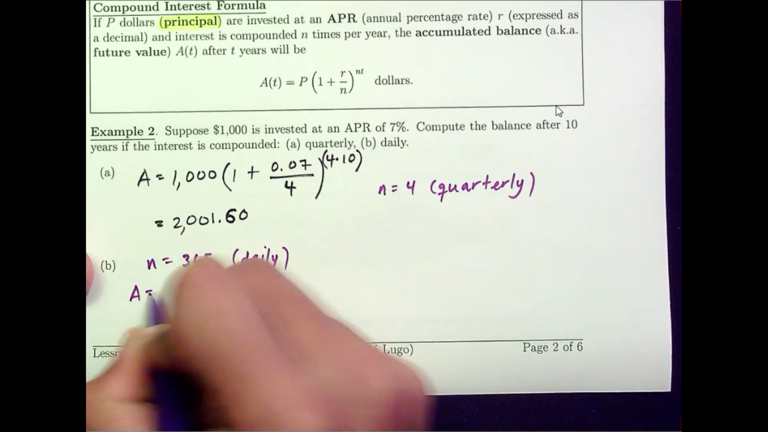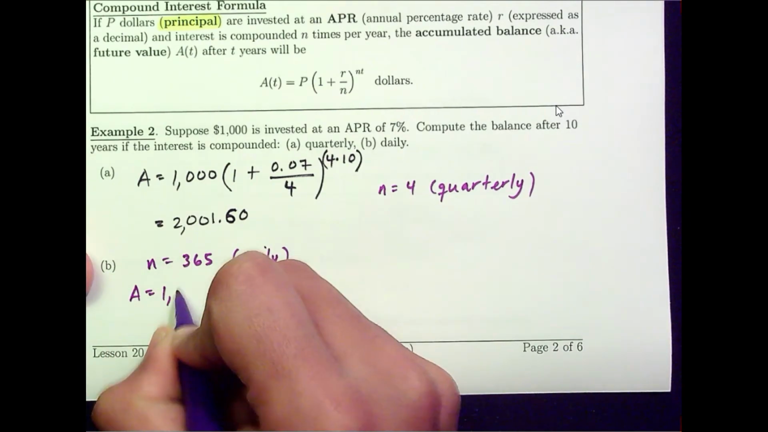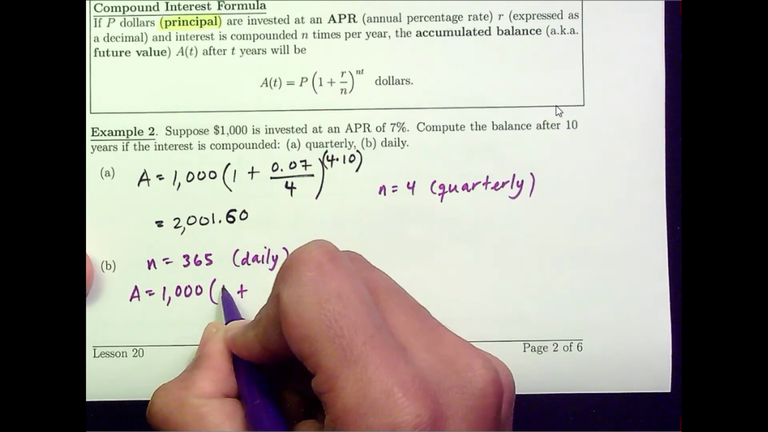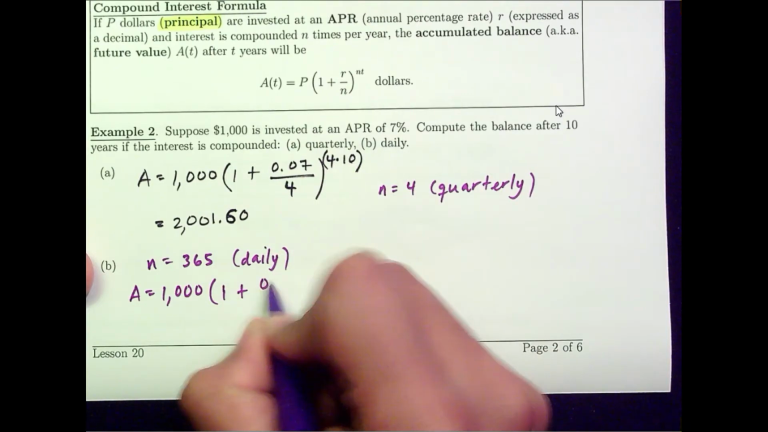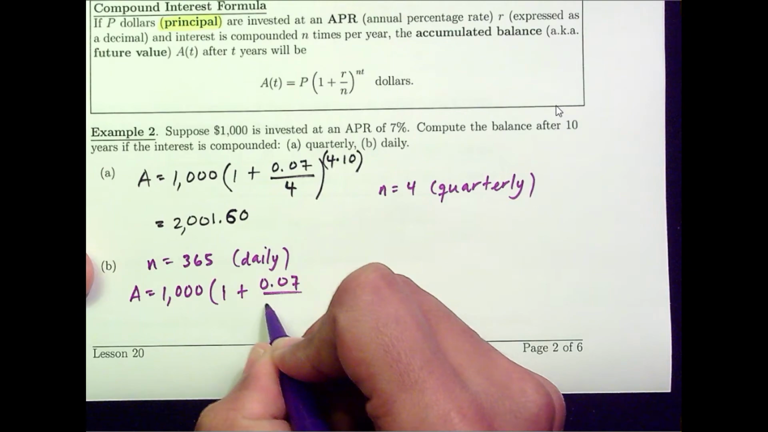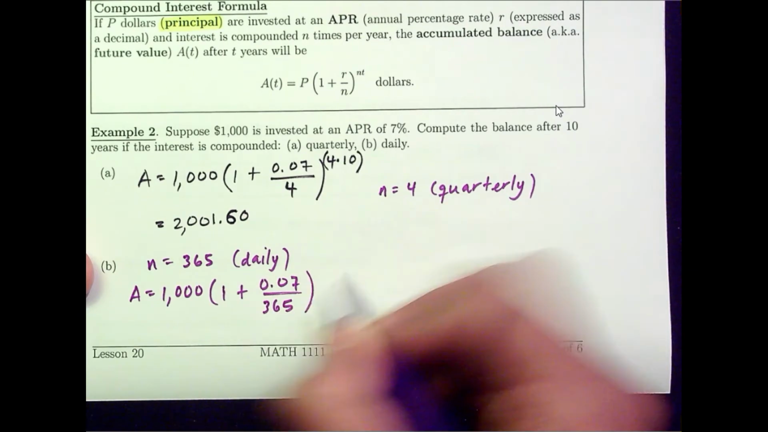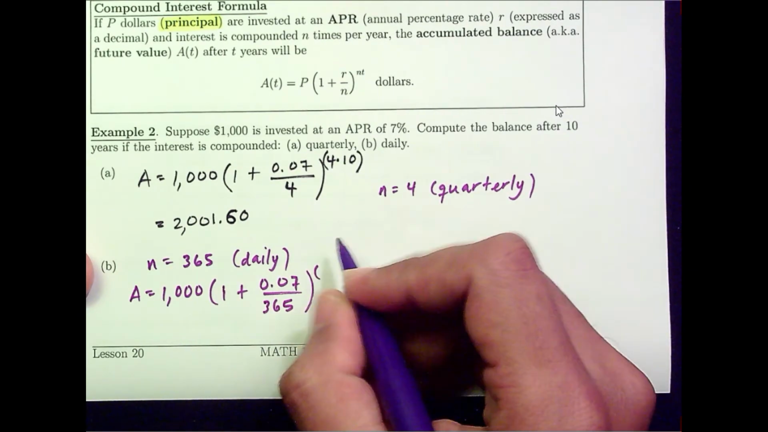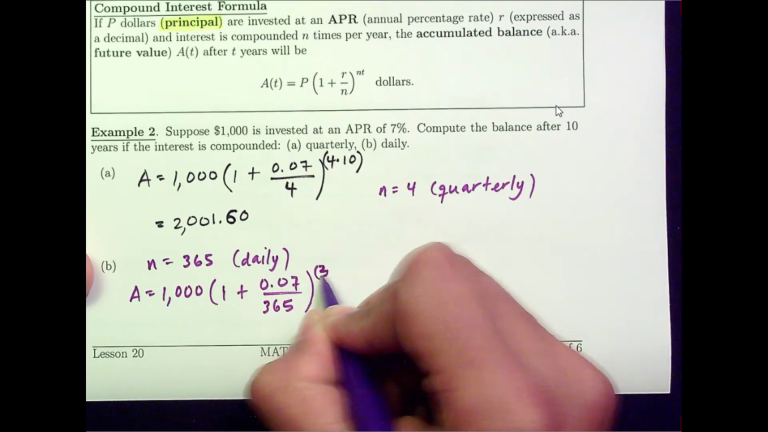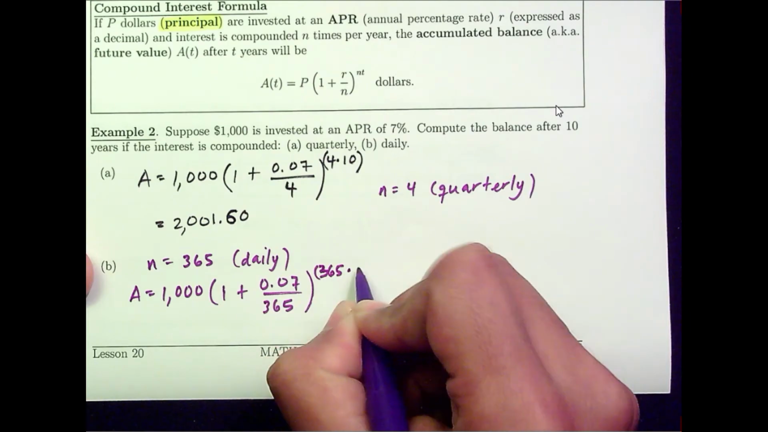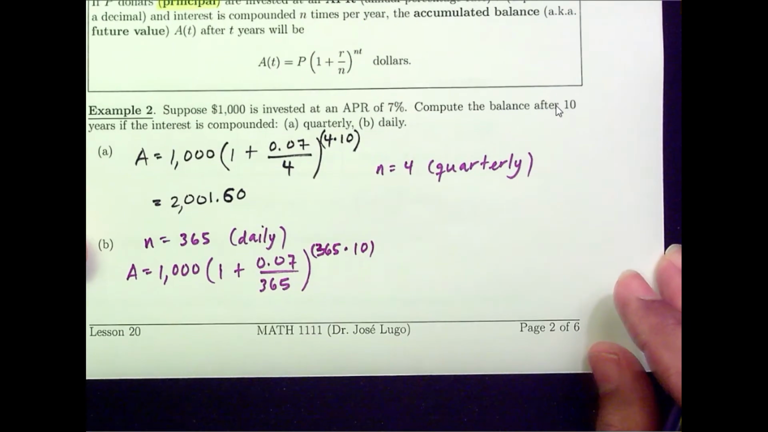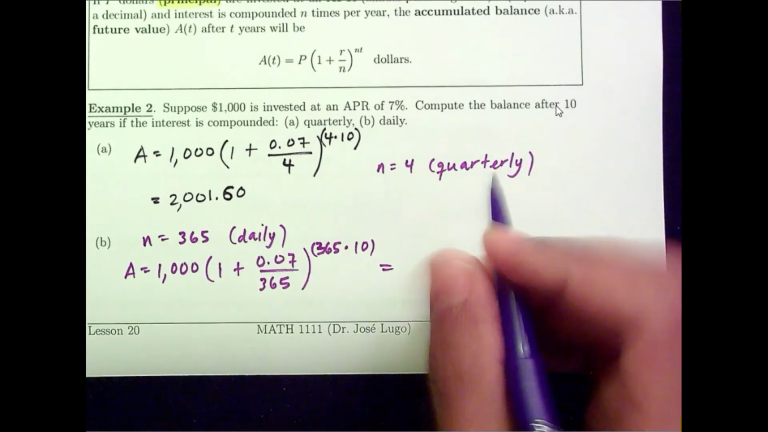So this is A equals, we're still investing this $1,000, it's the same problem. 1 plus the same APR, that didn't change, over n, which is now 365, and then the exponent is 365 times 10. The n equals 365. Okay, now let's enter this in the calculator, see what we get.